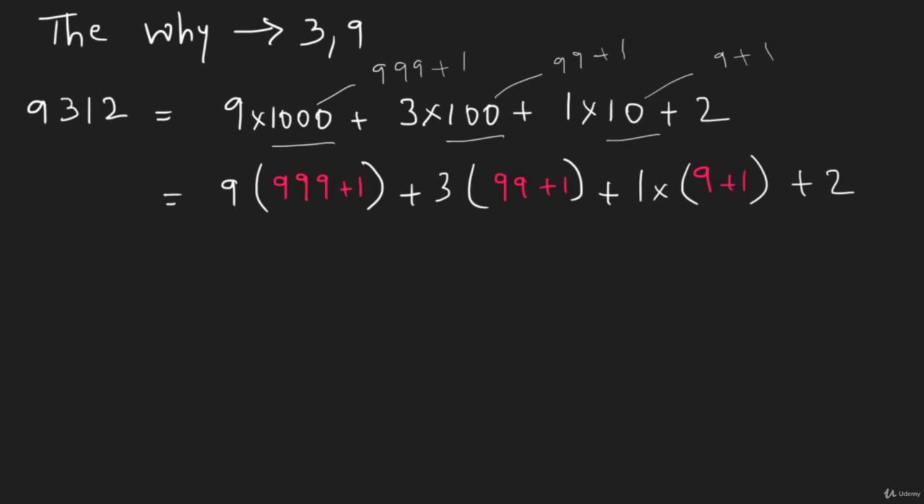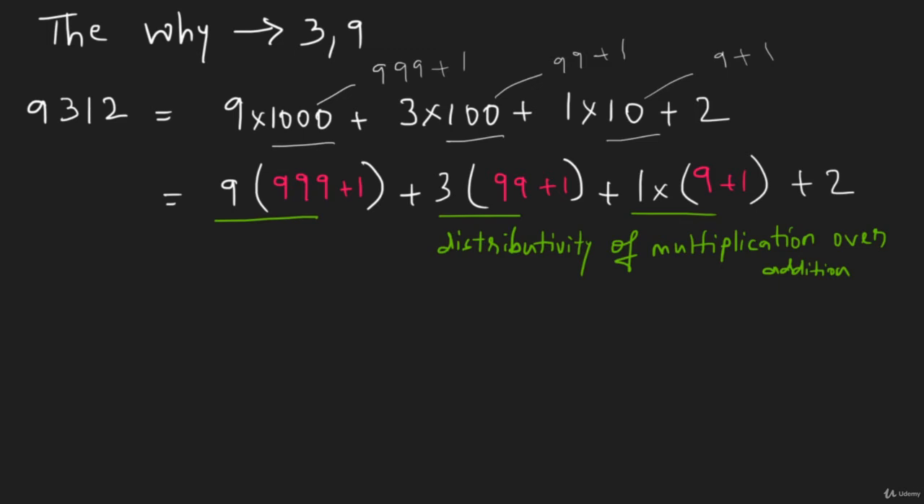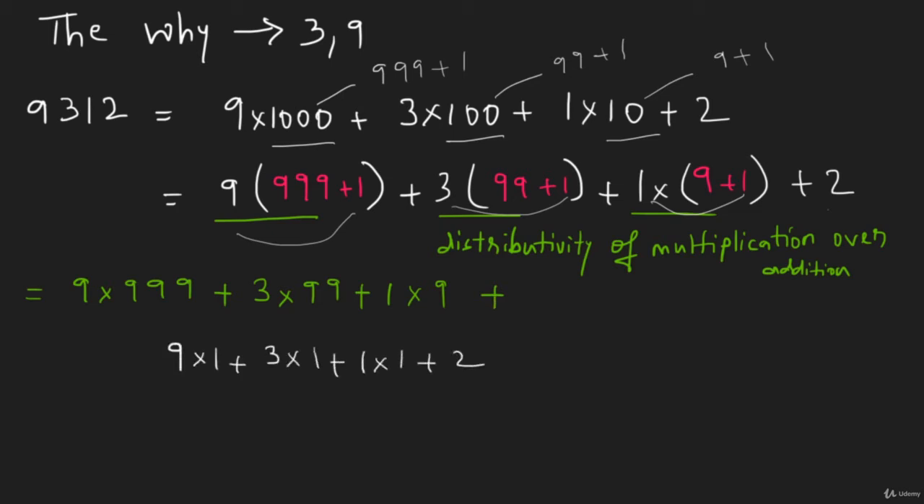Now, using the distributivity of multiplication over addition, I can take these out, right? So let me take that out and write it together. That becomes 9 into 999 plus 3 into 99 plus 1 into 9. So I've taken that out and I'm left with 9 into 1, 3 into 1, 1 into 1 and 2, right? So let me write that over here. That's 9 into 1 plus 3 into 1 plus 1 into 1 plus 2. So we have transformed this expression into this format over here.